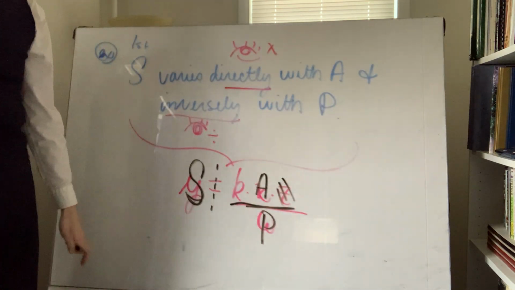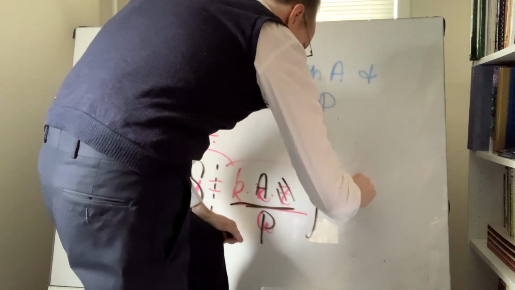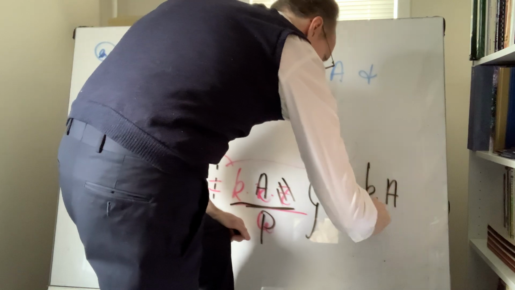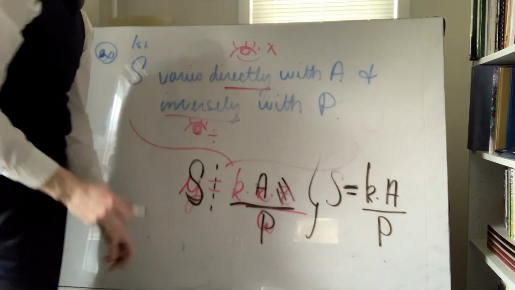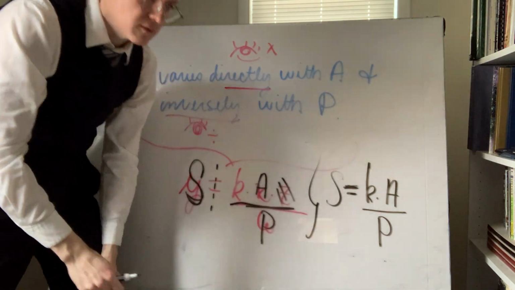So what we have is this. We have S is equal to K times A over P. Isn't that great that you can, at will, throw away the parts that you don't need?